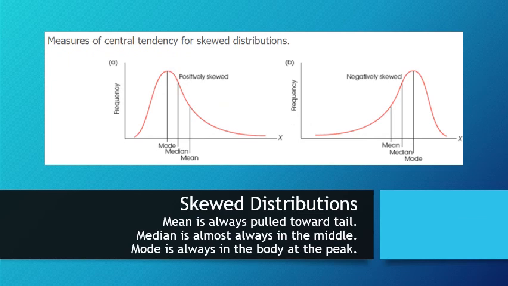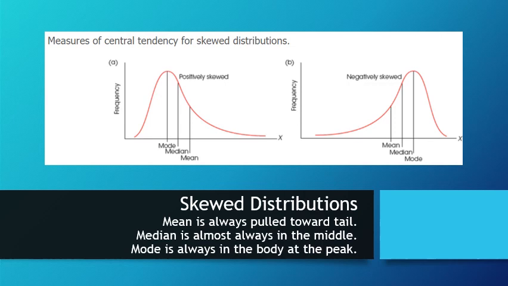Okay, let's look at skewed distributions. So measures of central tendency for skewed distributions. Let's look at the first graph. This is a positively skewed. Remember, the skewness is determined by the tail. So in the positive skewed, notice the body's on the left, and the big hump where the mode is located is on the left side, and the tail is off on the right. And remember that the mean is always pulled toward the tail in a distribution.